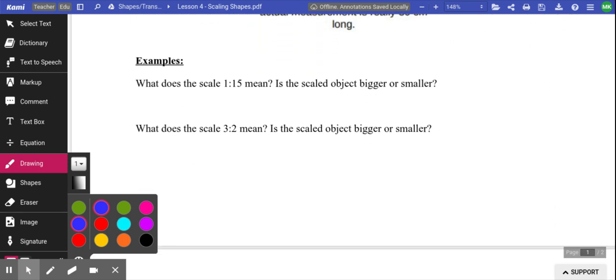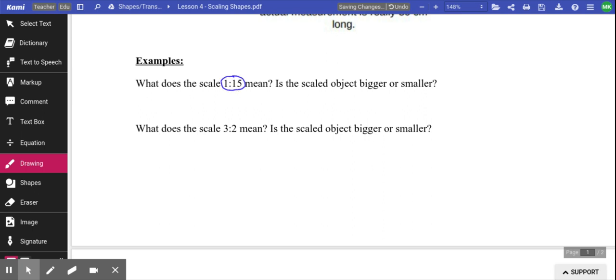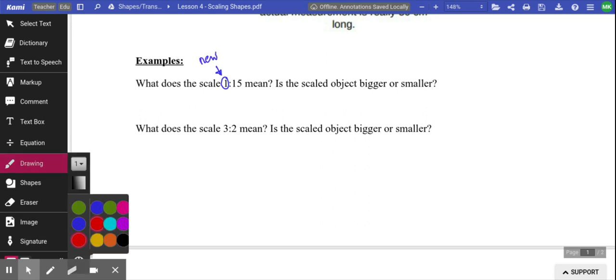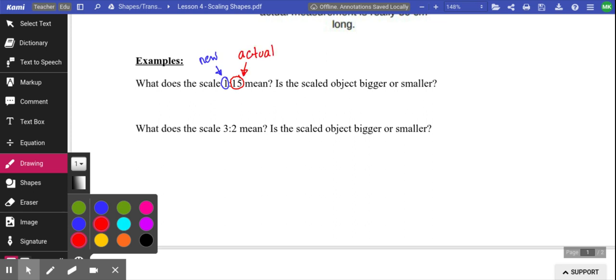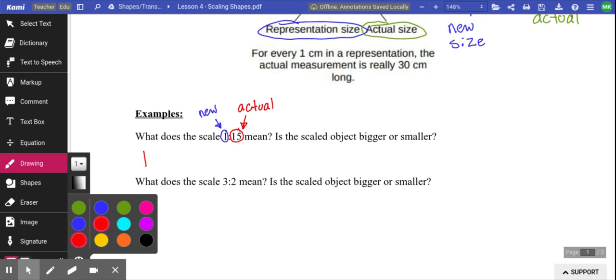Let's see how this works. So if we had a scale of 1 to 15, what does that mean to have a scale of 1 to 15? And is this object getting bigger or is it getting smaller? When looking at a scale, the first number is my new representation. The second number is my actual length of something. That means for every 15, and we don't know the measurements, so that could be 15 centimeters, 15 meters, or 15 kilometers, but for every 15, we now have 1. This is getting smaller.